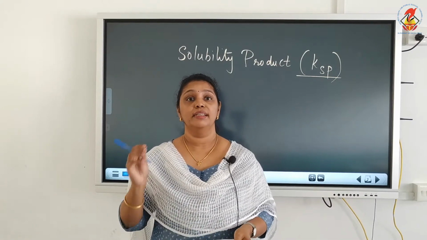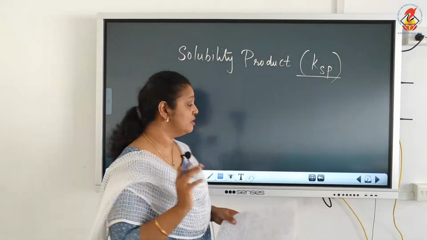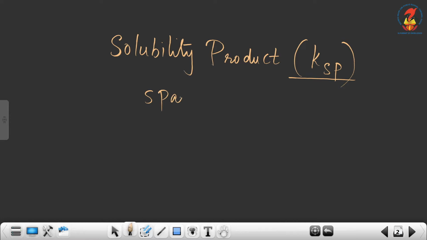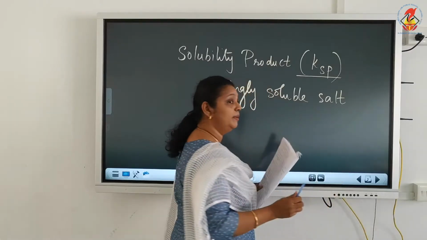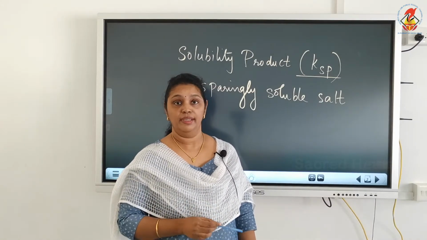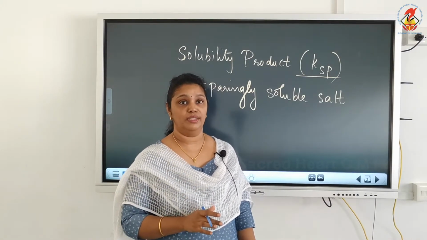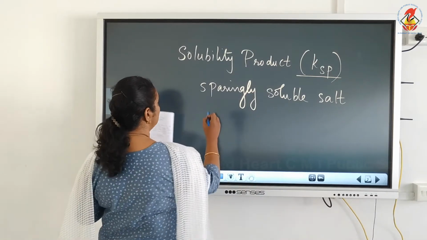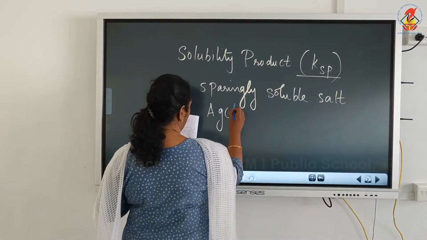We know that a sparingly soluble salt, sparingly soluble, means it does not dissociate completely in solution. It will dissociate to a smaller amount. So, an example of a sparingly soluble salt is silver chloride.